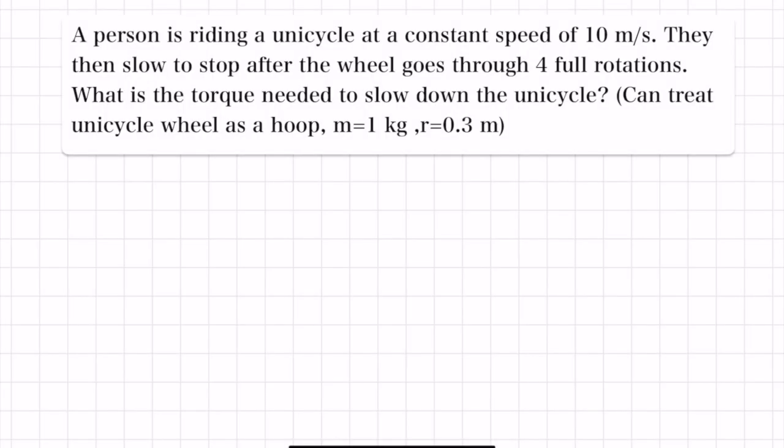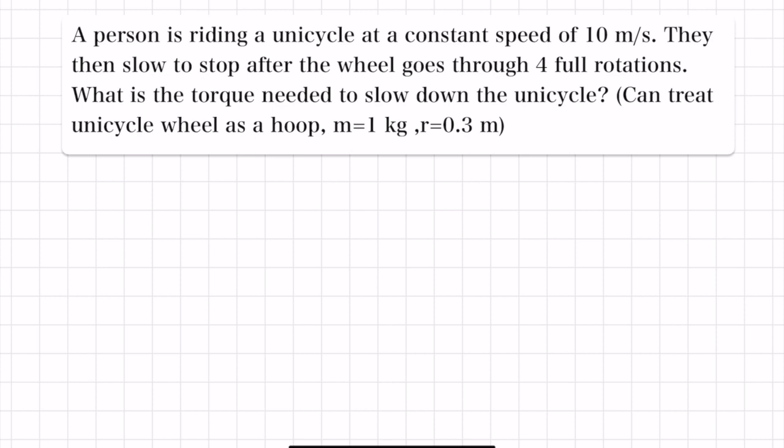A person is riding a unicycle at a constant speed of 10 meters per second. They then slow to a stop after the wheel goes through 4 full rotations. What is the torque needed to slow down the unicycle? And we can treat this wheel as a hoop.